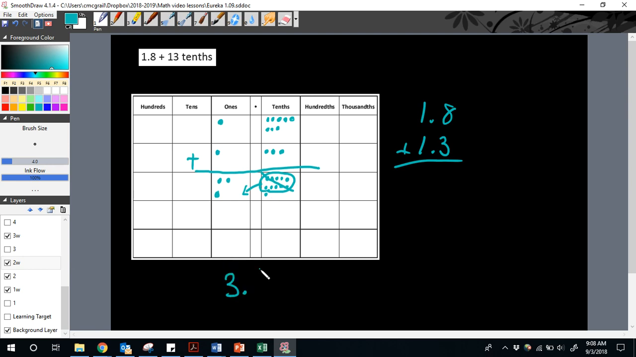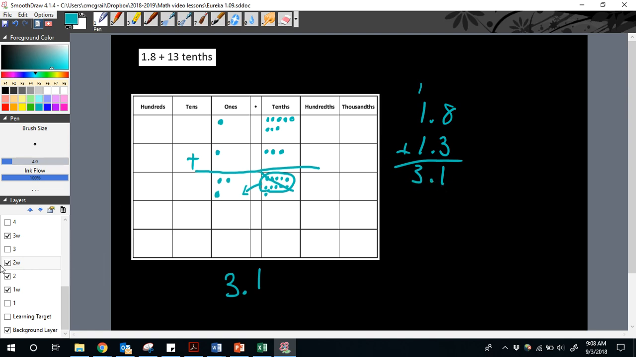So I think that this is going to be my answer. Let's add these up. 8 plus 3 is 11. And this is exactly what we learned with adding numbers that are not decimals. 11, I end up bundling 10 of them into 1 of the next place value. And I add these up and I get 3 and 1/10.